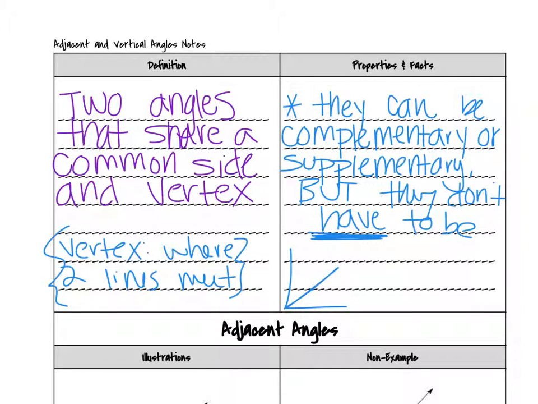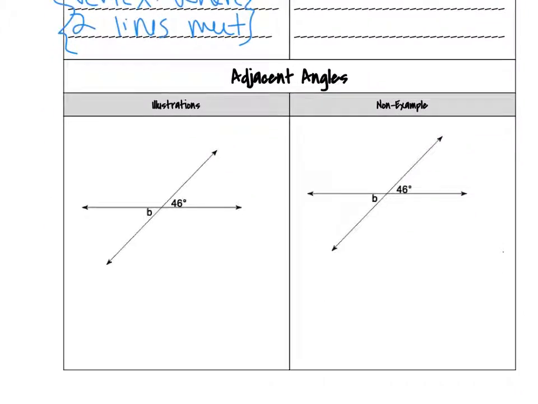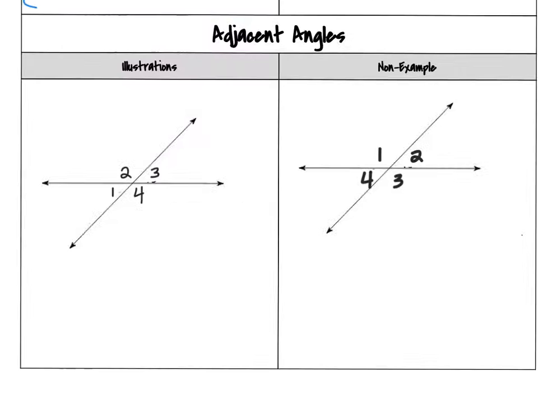So here, that would be an adjacent angle. Those two would be adjacent. But if we look, something like that won't necessarily add up to 90 or 180. Or if we see that's less than 90 right here, so that wouldn't be complementary. They don't have to be, but they can be. Just a note. Okay, let's look at some examples and non-examples.